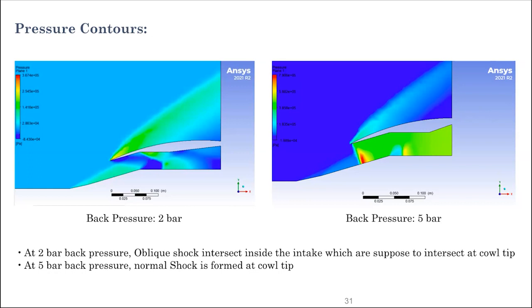In 2 bar, as you can see, the flow is not uniform. The oblique shocks take the flow inside the cowl. The normal shock is not forming at the cowl tip, and the flow is getting disturbed. Whereas at the back pressure of 5, we are able to get the normal shock at the cowl tip, and the flow is comparatively uniform. And we can clearly see the oblique shocks from 2 ramps.